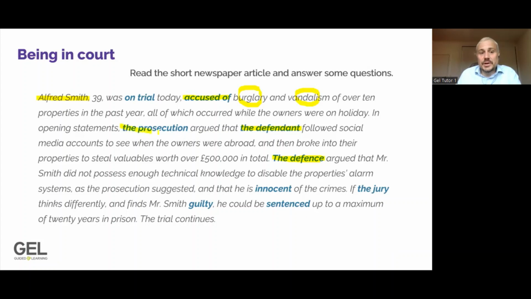The prosecution are arguing for the police. The prosecution is the opposite of the defense. The prosecution is a lawyer or a group of lawyers who argue that the person did commit the crime. They agree with the police. We can also use this as a verb, and the verb is to prosecute someone. The police prosecuted the defendant.